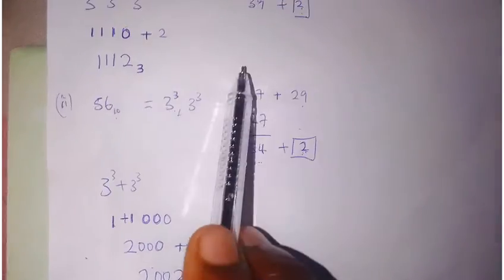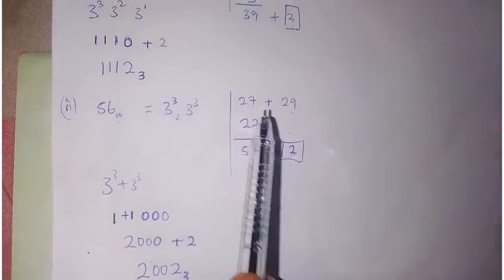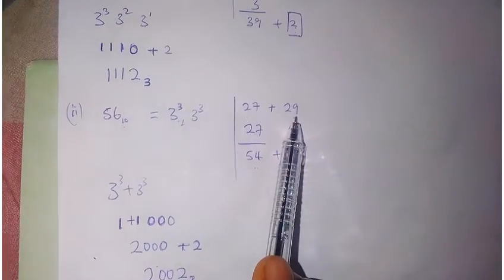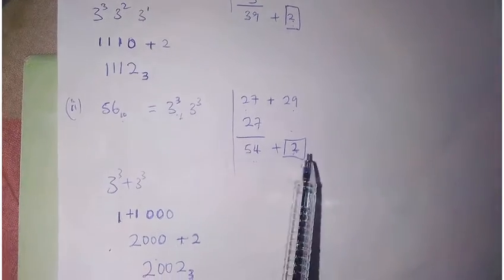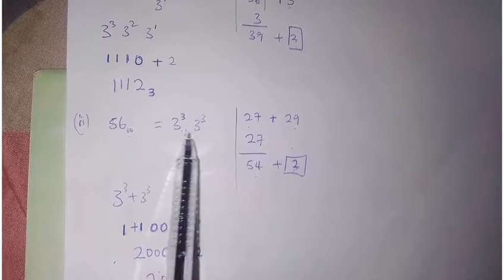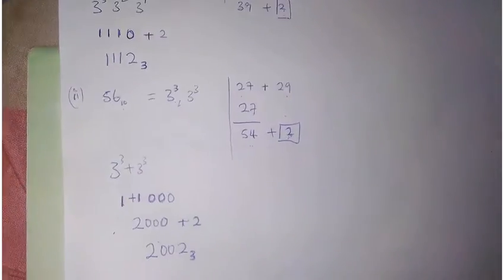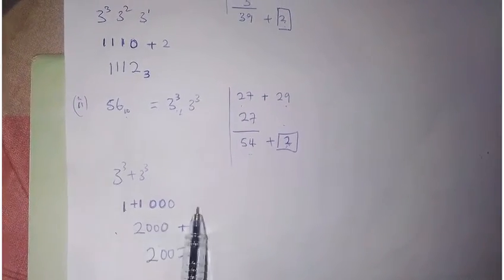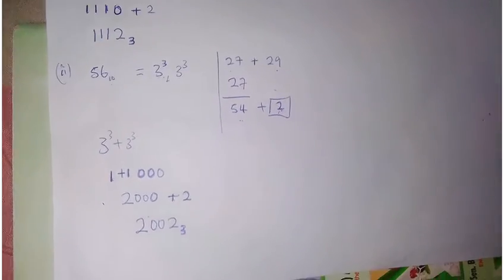What I first do, I add 3 raised power 3 here, to give me 27. The remainder is what? 29. From 29, I can still get another 3 raised power 3, which gives me 27 here. On adding, I have 54, remainder 2. So since I have the same 3 raised power, I will add them together. After adding them together, I'll get 2 in this case. Then the rest is 0 because they don't appear. Then my remainder, I'll do what? Add it to my final answer.